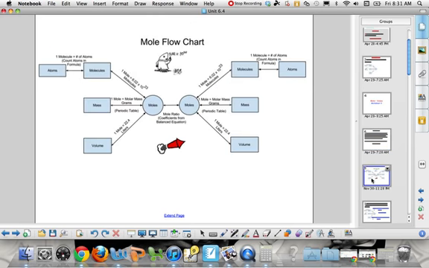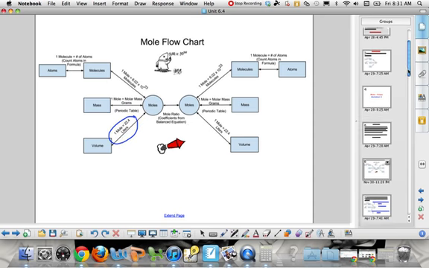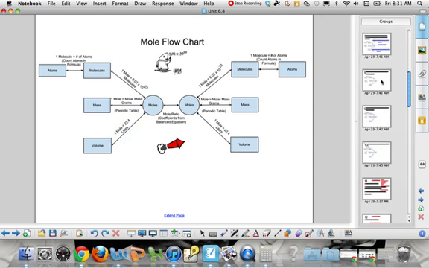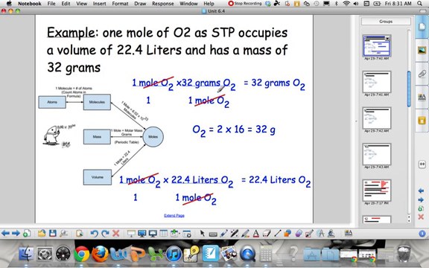So let's take a look at where that is on our conversion chart. We are looking at this part of our conversion. We're looking at moles going to volume here. And it says right here that a mole is equal to 22.4 liters. That's the conversion factor we're going to be using for these problems. So just a quick review and then 3 practice problems for us to do.